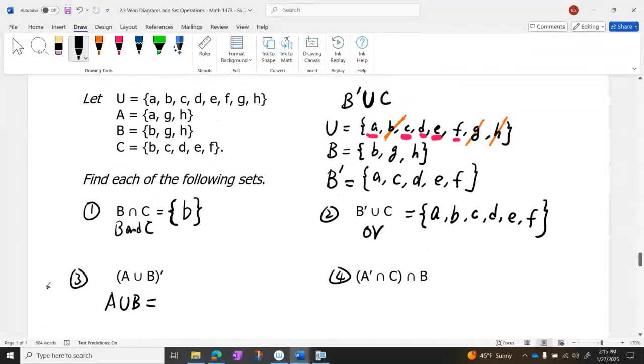So we'd better find A union B first. Union means or, right? We have A here, B here, and then we are looking for the union. So we include A, B, G, H. A, B, G, H. That's A union B.